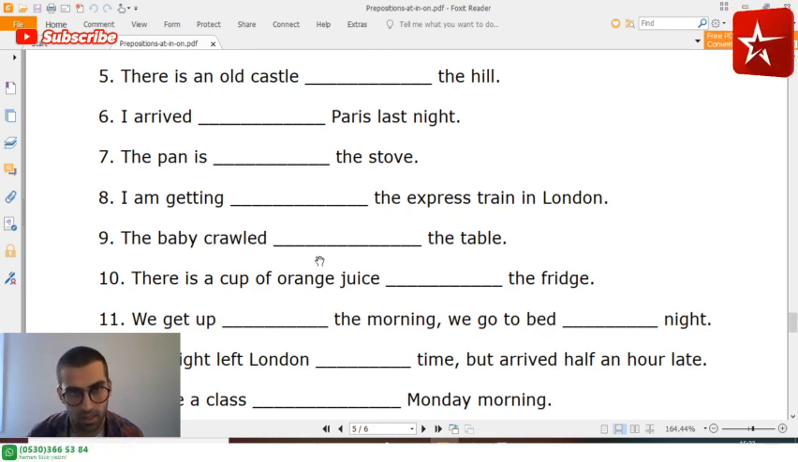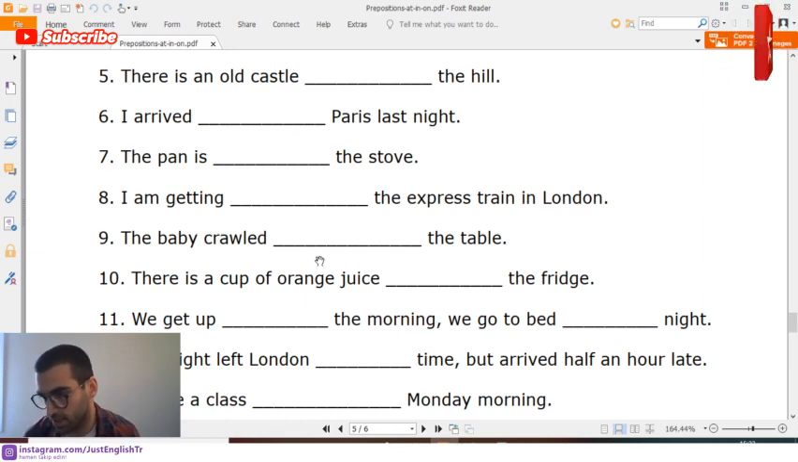Fridge, they say, tava. It's not tava, buzdolabı. Buzdolabı, it's freezer olması lazım. Buzdolabı, dolap. Buzdolabı, tamam. There's a cup of orange juice in the fridge. In is a correct answer.